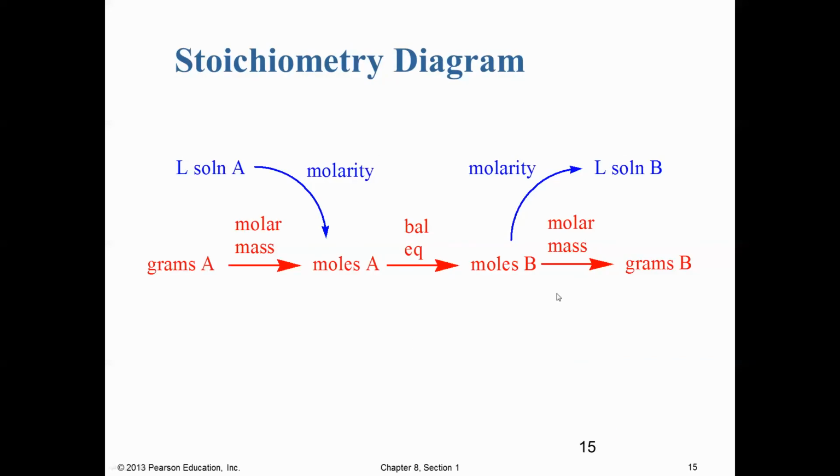So here we have a stoichiometry diagram. And previously, in Chapter 6, we talked about the fact that we can go from grams of a compound into moles of that compound using the molar mass. We can go from moles of one compound into moles of another compound using our balanced chemical equation. And then finally, we can go from moles of compound B into grams of compound B, again using our molar mass.